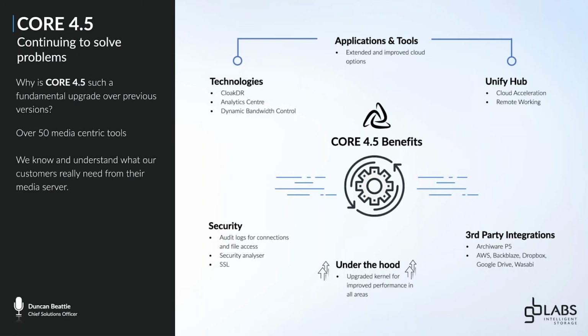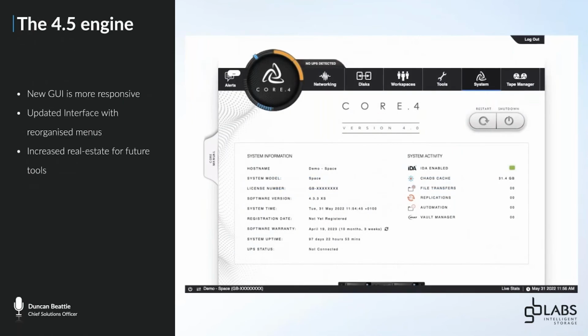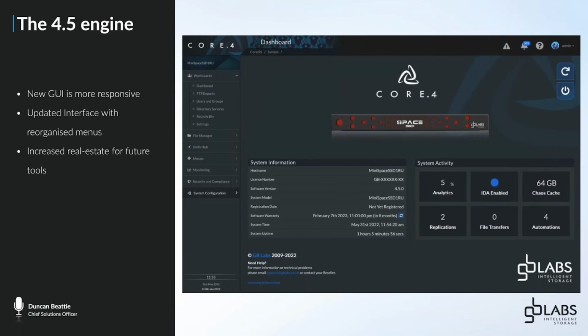So what does it look like? Well, here we've got our core 4. So if you've got core 4 already, up until earlier versions, then this is what you'll be used to. It was a kind of flattened version of core 3. It was familiar, but we felt that we could do more. We felt that we could vastly improve it. So what we've done is we've got a new GUI that's far more responsive.